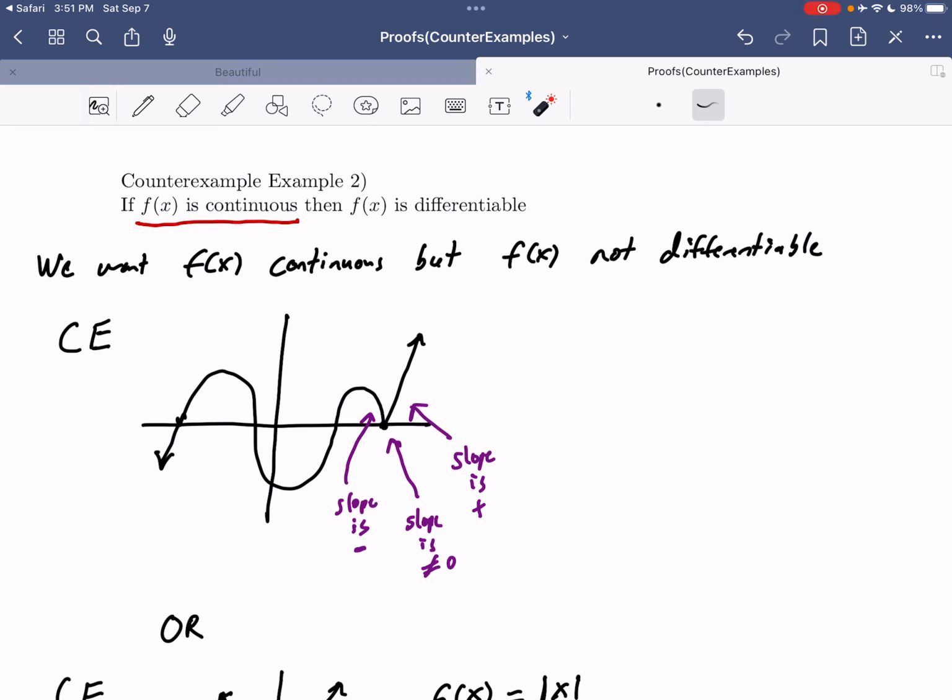But what we've just shown is that the converse of that true statement is not true. That if f of x is continuous, then f of x is differentiable. This tells us why in a Calc 1 class, they tell us the theorem, if f of x is differentiable, then f of x is continuous, but they don't say this statement. And that's because it's not true.